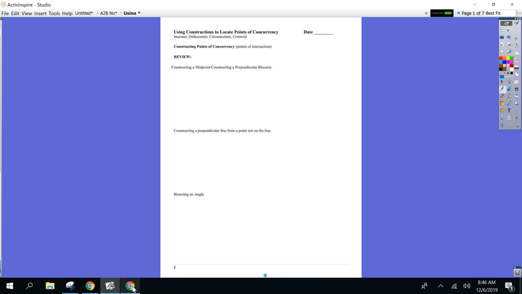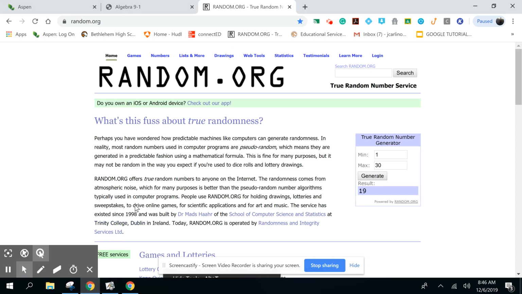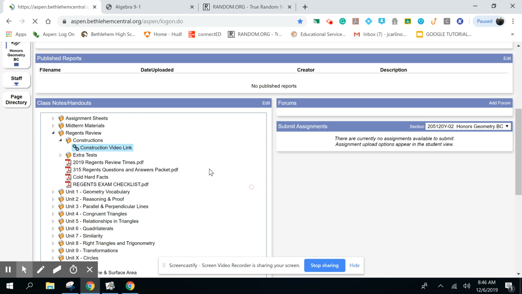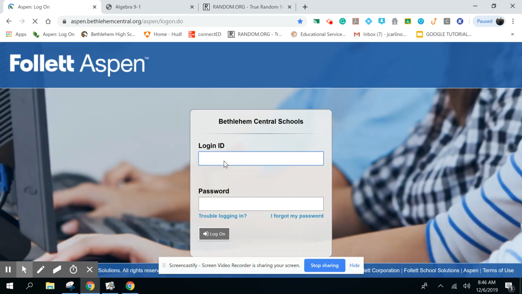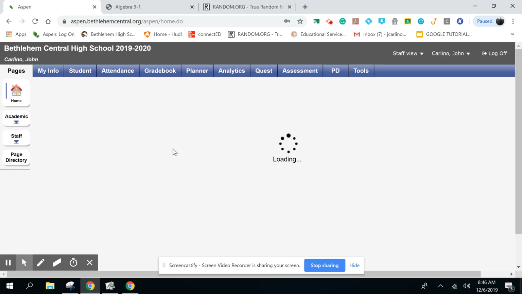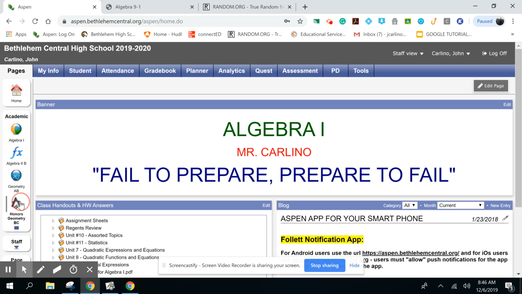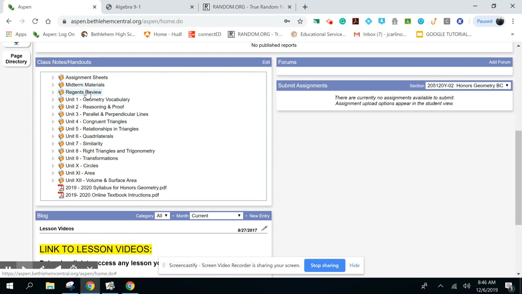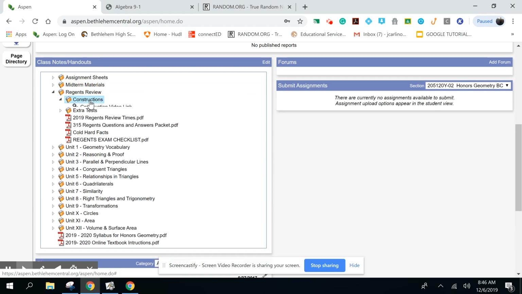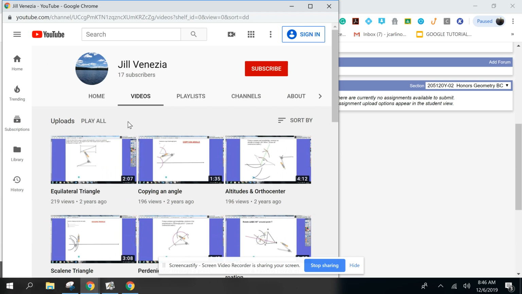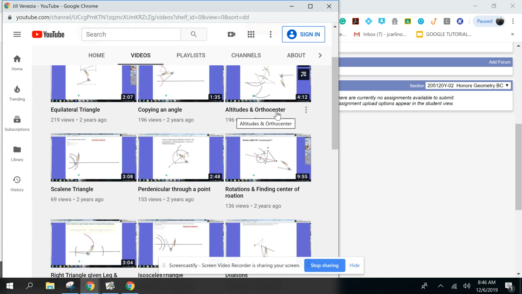I don't know when you're going to end up doing this assignment. Could be late Sunday night, Monday on the bus, whenever. I will just want to remind you, because we are going to do a lot of constructions today, if you forget any of the steps, that we have your back covered here. On our website on Aspen, there is a folder that says Regents Review, construction folder, and there's a link to a YouTube video that has every single construction we do this year, remember, including the ones I'm going to show you today.